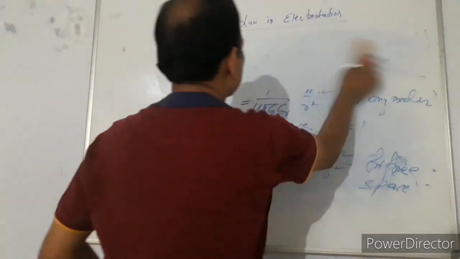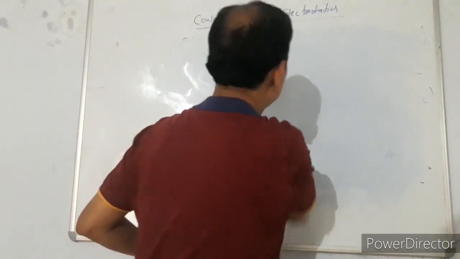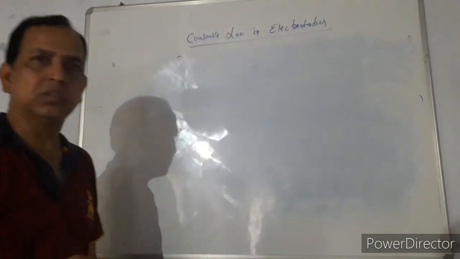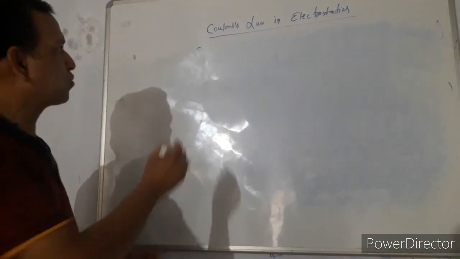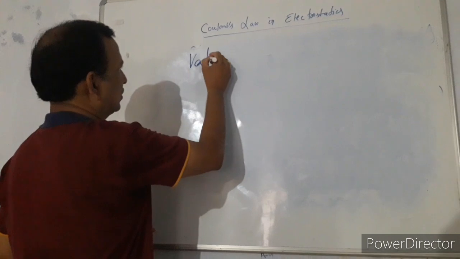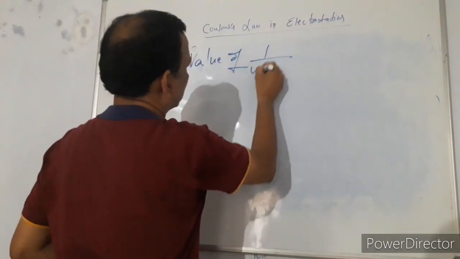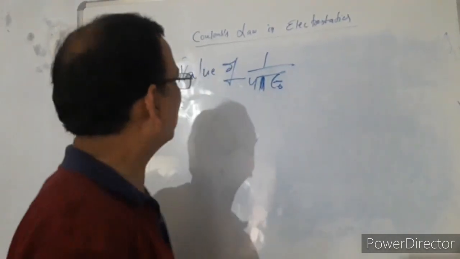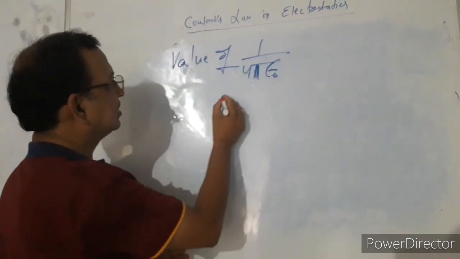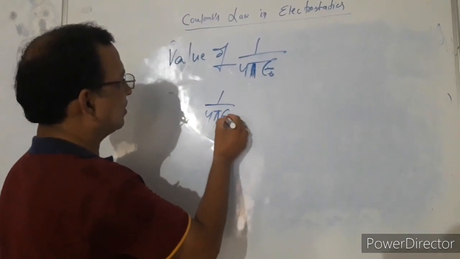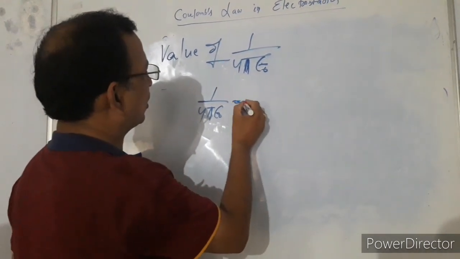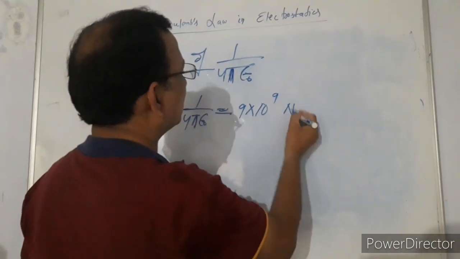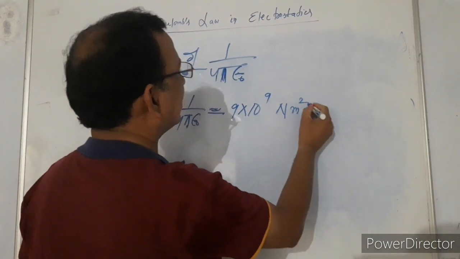Now, the value of 1 by 4 pi epsilon naught is nearly equal to 9 into 10 to the power 9 Newton meter square Coulomb inverse square.